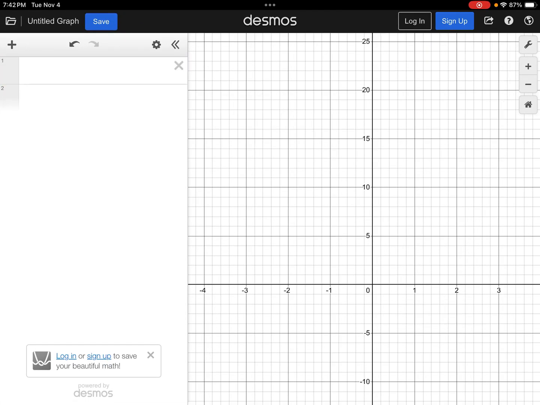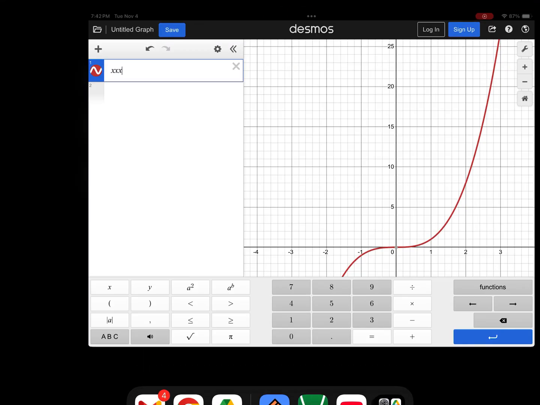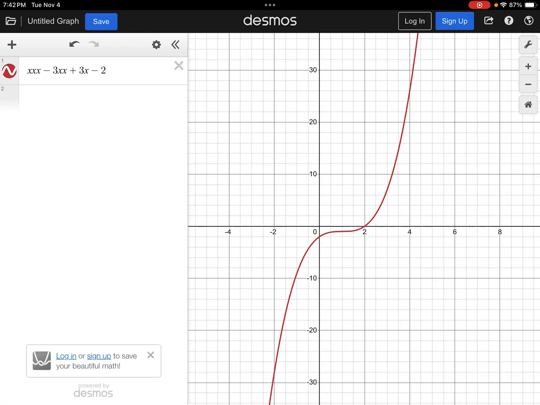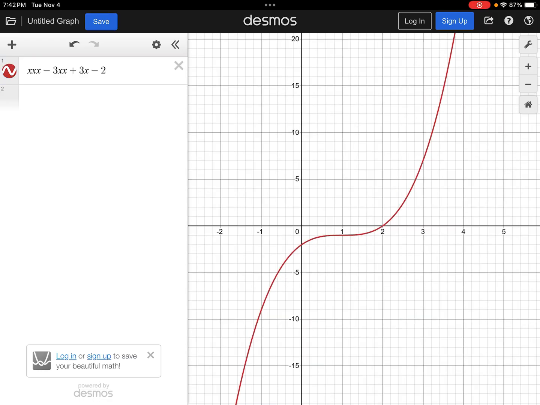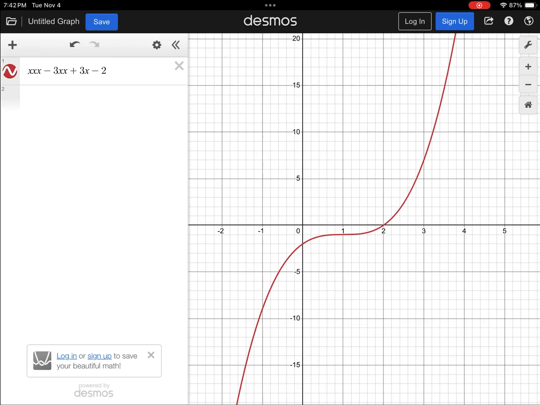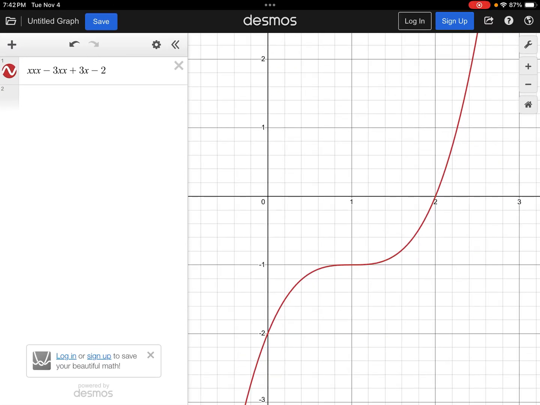Just to kind of prove that we found it. So we have x to the third minus 3x squared plus 3x. And was it plus 2? No, it was minus 2. Uh-oh. So we still have 1 and negative 1, but it's not an extreme value. So good thing we checked it.